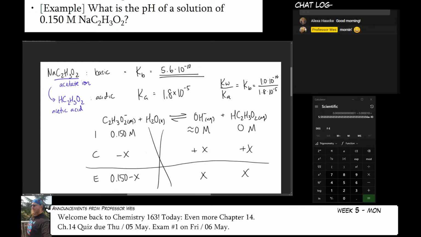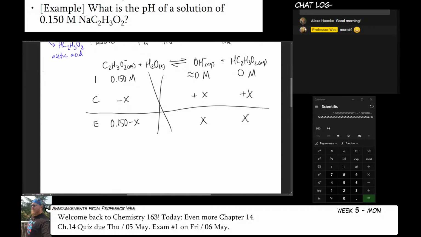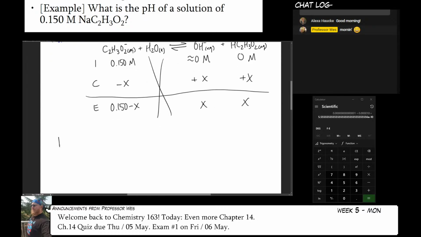So now that we know Kb, we can solve the rest of the problem. And then we just do this how we would normally do, which would be Kb equals, that would be hydroxide times acetic acid divided by acetate. And so I have an X for hydroxide, I have an X for acetic acid. I have 0.150, oops, hold on, 0.150 minus X for my acetate. And that's all going to equal Kb, which is 5.6 times 10 to the minus 10.